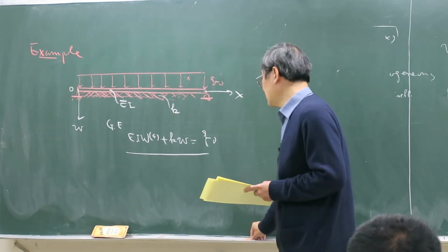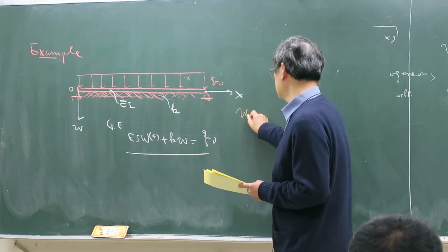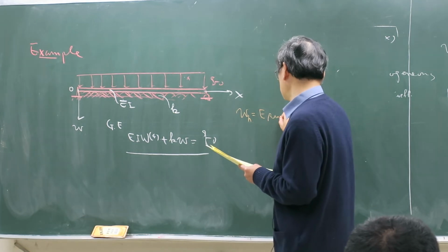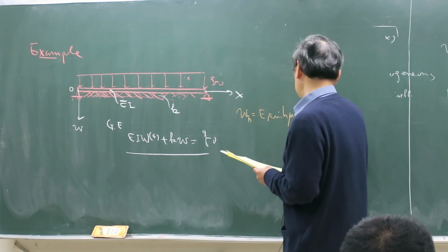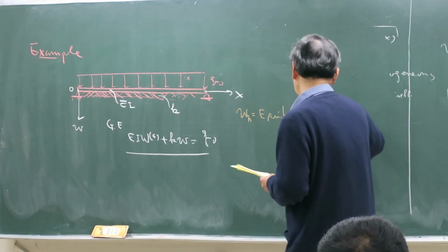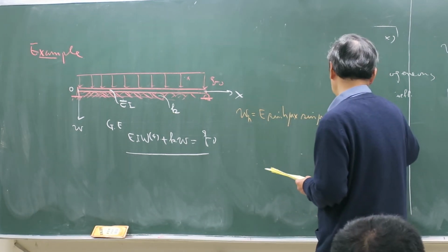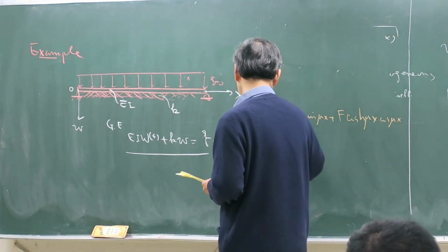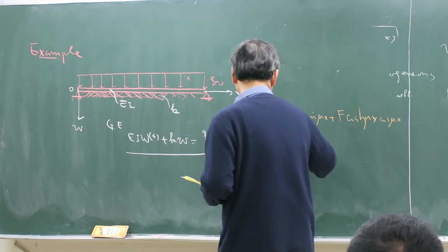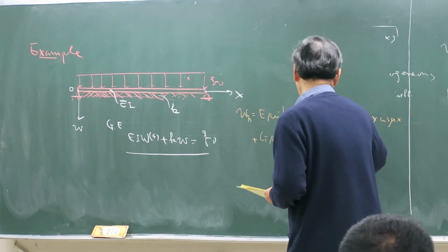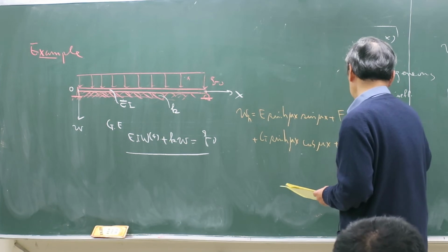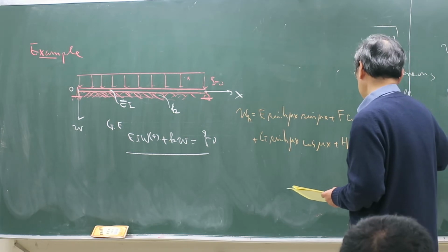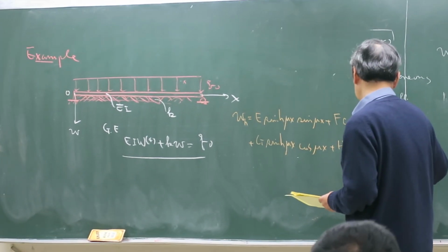And my homogeneous solution we already got: E hyperbolic sine mu x sine mu x plus F hyperbolic cosine mu x cosine mu x plus G hyperbolic sine mu x cosine mu x plus H hyperbolic cosine mu x sine mu x. Okay.